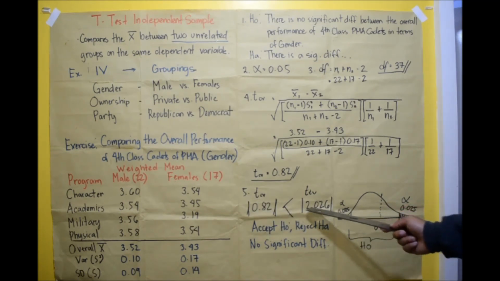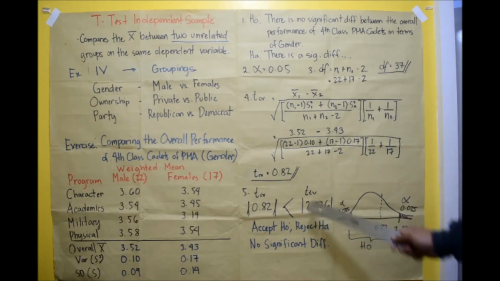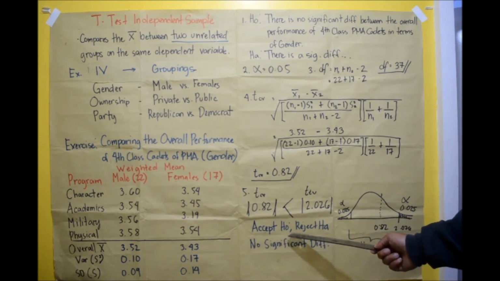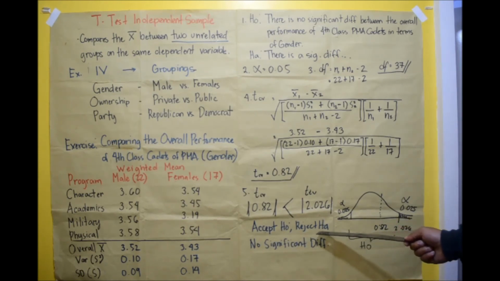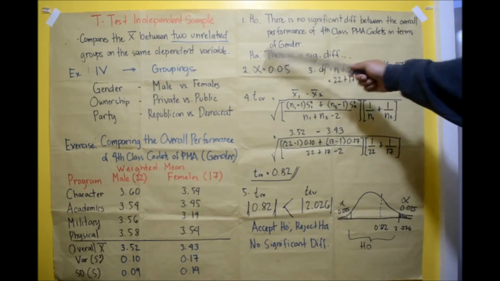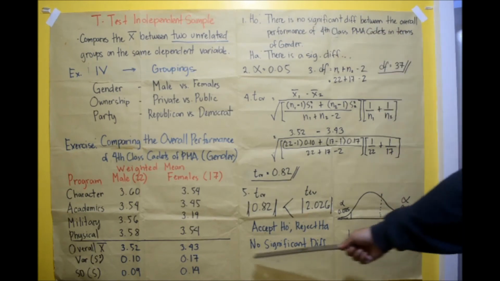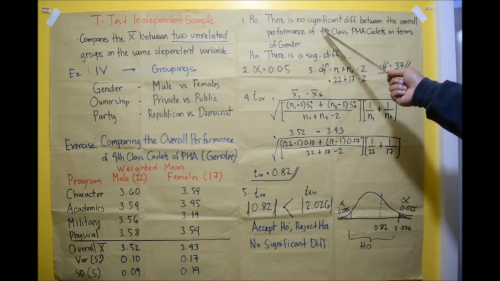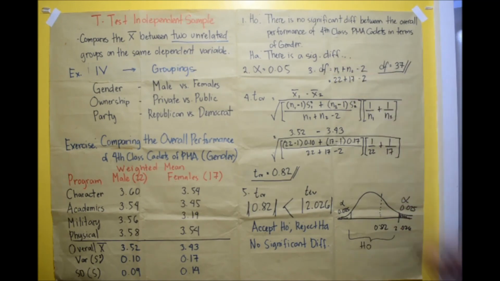Our tabulated value is bigger. Now, the principle: when our tabulated value is bigger, we now accept your null hypothesis, HO, then reject your alternative hypothesis. Then, having that conclusion, we now state your HO. There is no significant difference between the overall performance of 4th class PMA cadets in terms of gender.